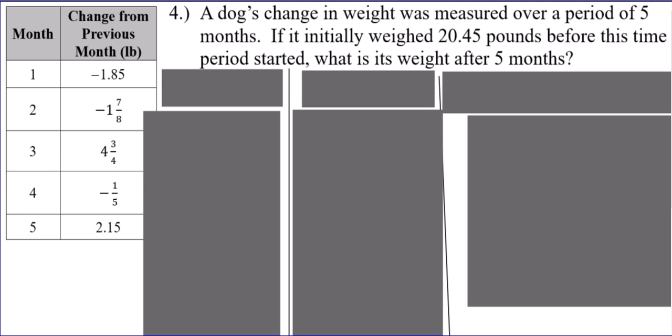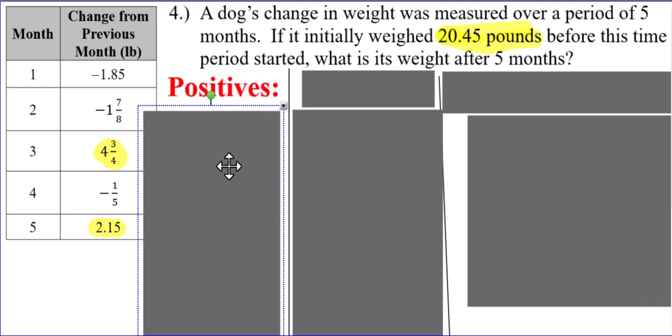All right, I assume you already did number 4. Let's see how you did. Now, I like to work smarter, not harder. So I noticed some of these were positives, and the original weight here of the dog was obviously also a positive. So I went ahead and added my positive numbers together first. And that's going to look like this.